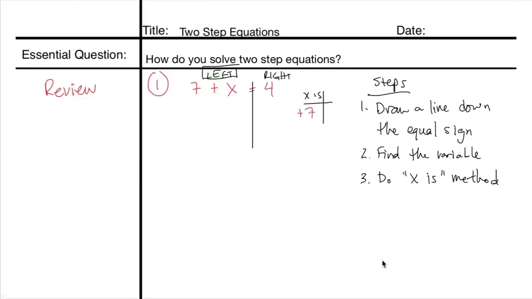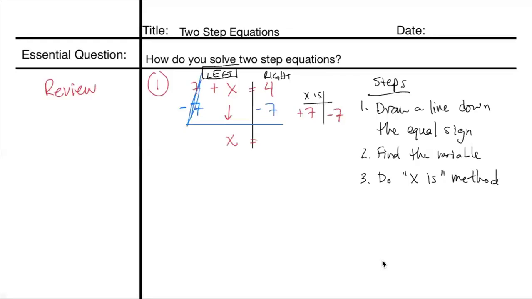Good. It's being added by 7. So then I need to do the opposite. Opposite of plus, remember we said, is minus 7. But what I do to one side, I have to do to the other. So I'm going to minus 7 over here as well. These cancel. All I have left is x equals 4 minus 7.